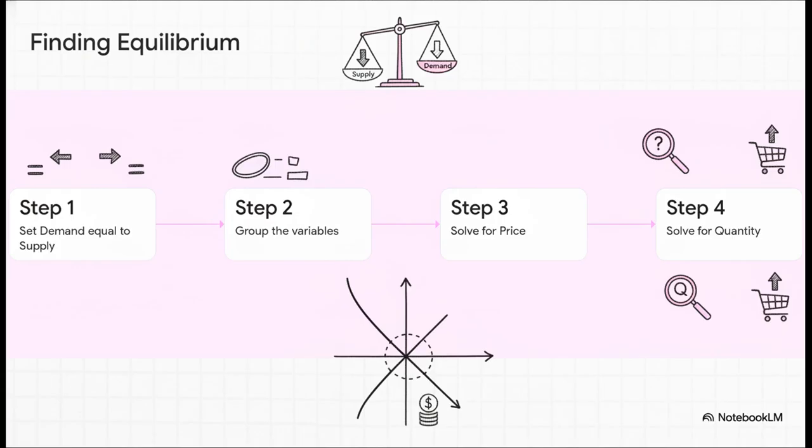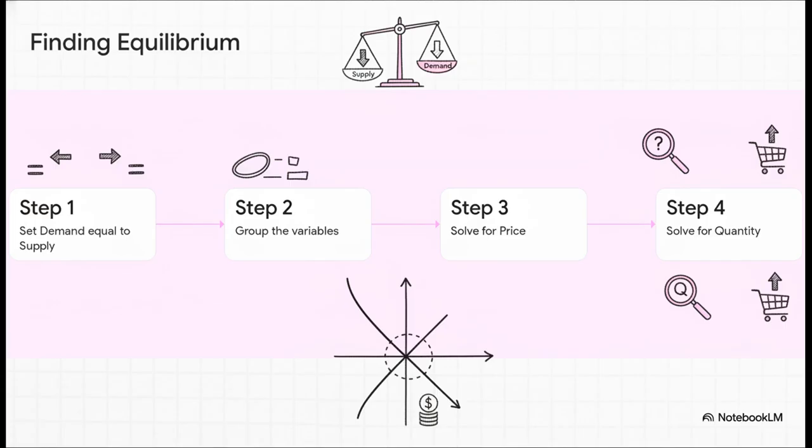Let's say we're given a market demand equation of 100 minus 2p and a market supply equation of 2p minus 20. To find our harmony, we just follow step 1. Set demand equal to supply. So 100 minus 2p equals 2p minus 20. Step 2, we naturally group the variables together, which gives us 4p equals 120. Step 3, simply divide by 4 to solve for our equilibrium price, which tells us p equals 30.